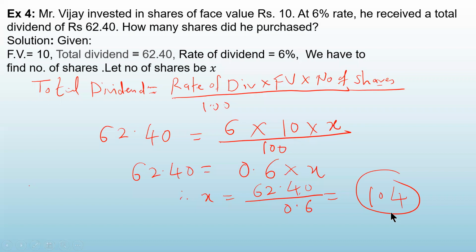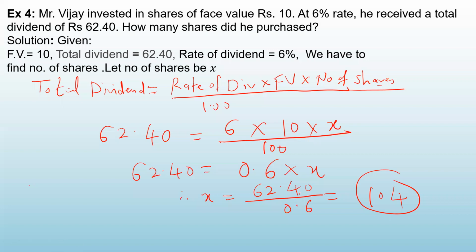Also remember that number of shares will always be a whole number. Whole number means a number without decimal point, without fraction. So there is no fraction here. Number of shares cannot be in decimal. You cannot say that he has got 104.9 or 104.6. There should not be any decimal in that. So number of shares is 104.